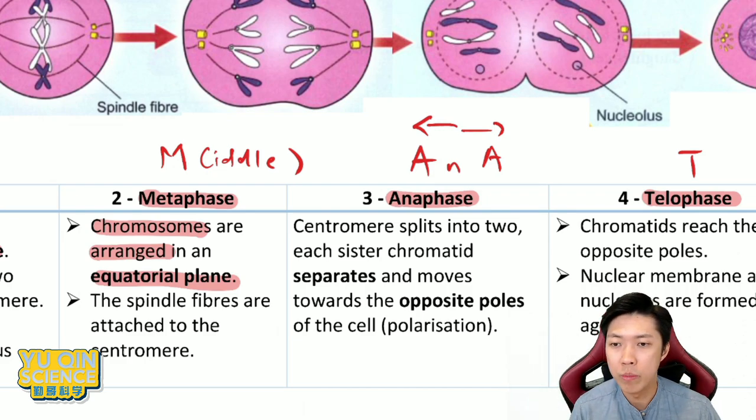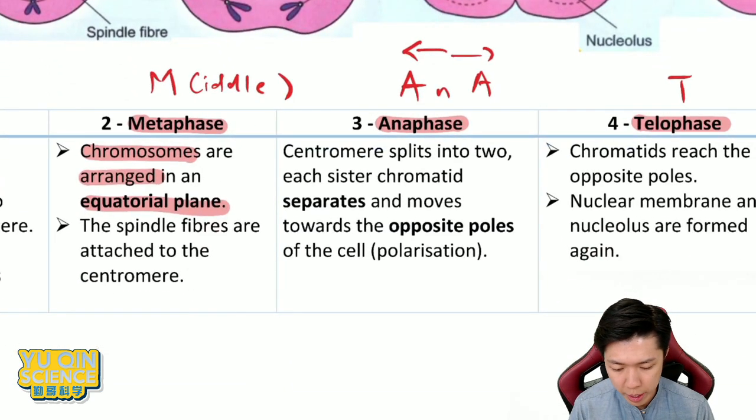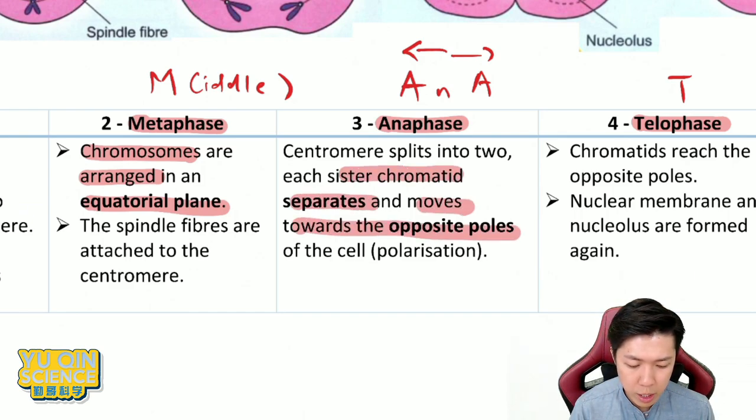Yeah, so that's the way you should remember, maybe. Okay, so the centromere splits into two. Sister chromatids separate and move towards the opposite pole. I guess that's better. Okay, so move to the opposite pole.